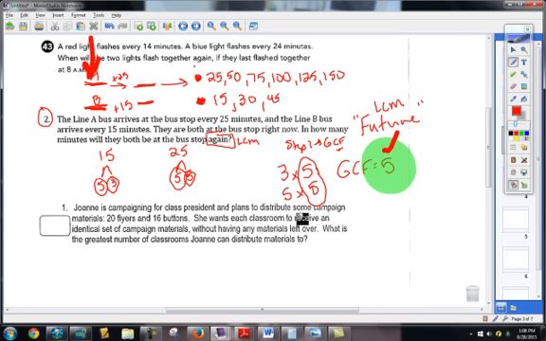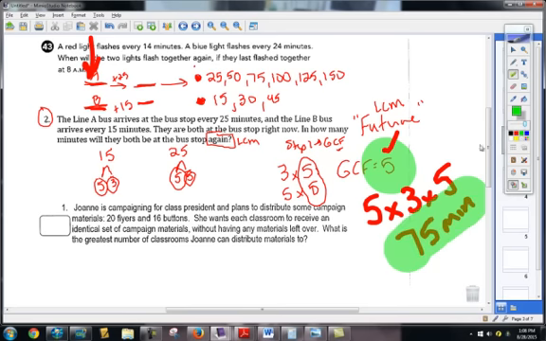Okay? Absolutely not. So then we got to take that GCF and we need to multiply it by anything that wasn't common. So times 3 times 5, and I'm going to do 5 times 5, or 5 times 3 is 15, times 5 would be 75. So right now I'm thinking, okay, so every 75 minutes, so if I kept going here, every 75 minutes, I know that they're both going to be at the bus stop.